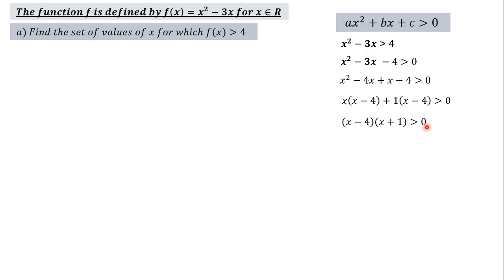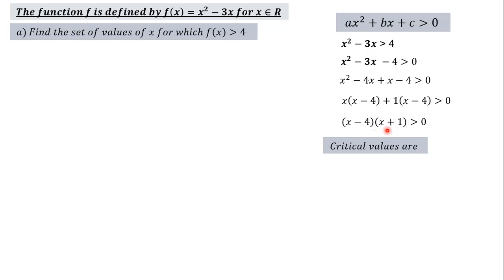Important thing students to realize here is that you have to come up with the critical values, meaning the points where your given expression becomes equal to 0. So to find the critical values, we will set x minus 4, the first factor, equal to 0 and x plus 1, the second factor, equal to 0.